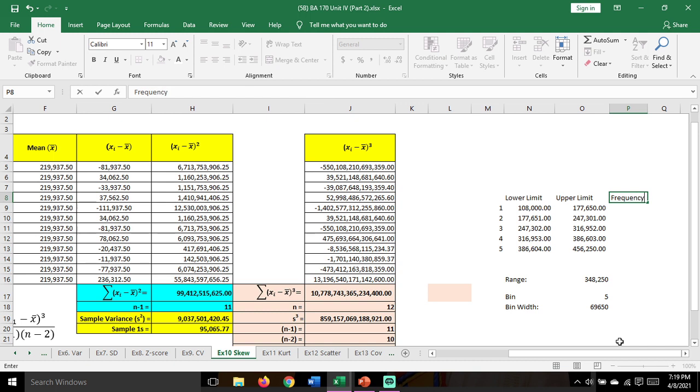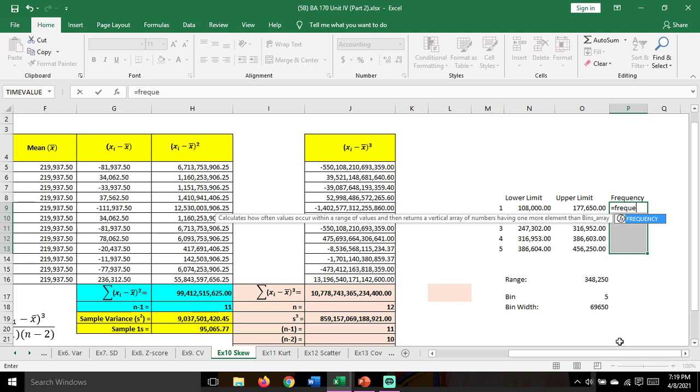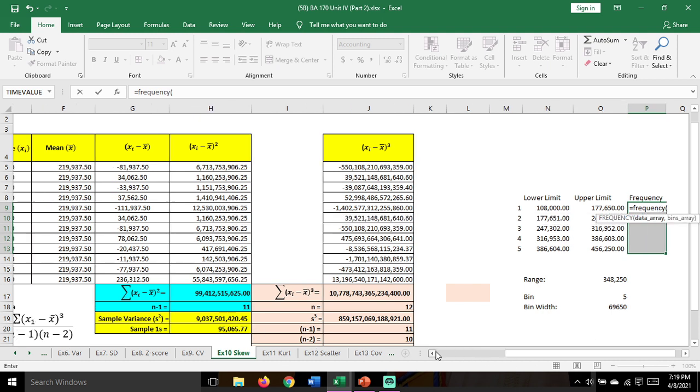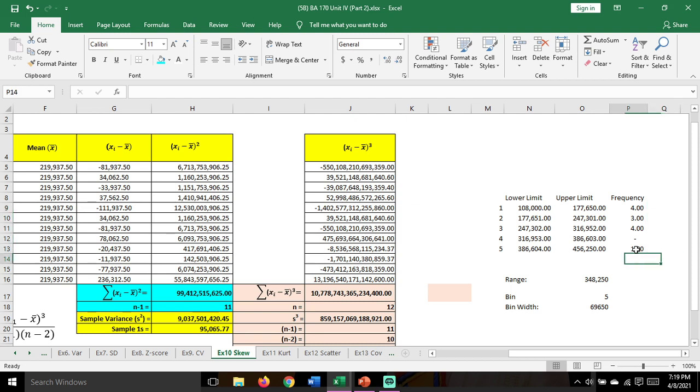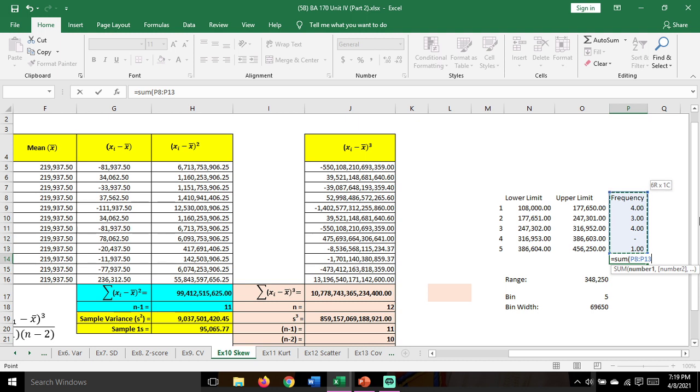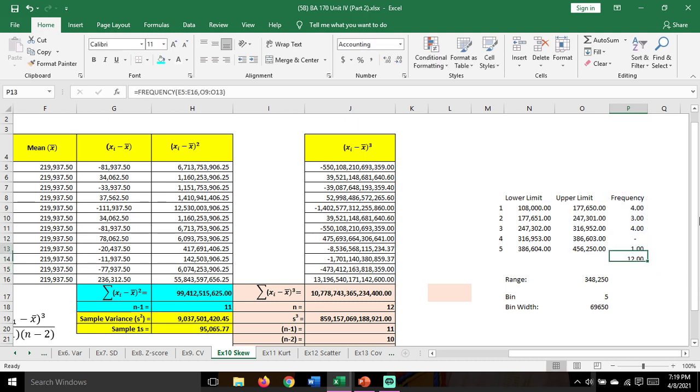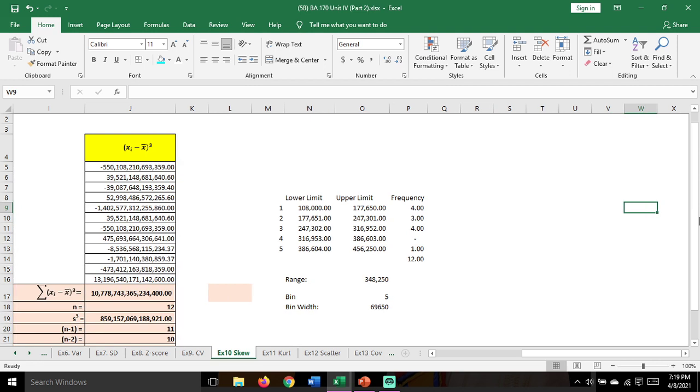So, then we have your frequency. Okay? Ayan. So, titingnan natin. Equal sign. Frequency, okay, our data value or data range, comma, the bin, which is the upper part. Okay, and then control enter. So we check, okay, if we have 12 data. So there you have it.